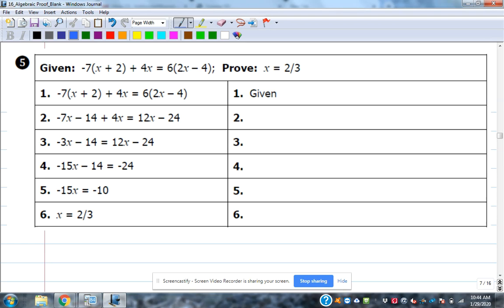So how did they get from step 1 to step 2? All it was was the distributive property, all they did. We normally would probably do more than one step at a time. If we're solving it, since we're doing a proof, you're only going to do one step at a time. So distributive property.